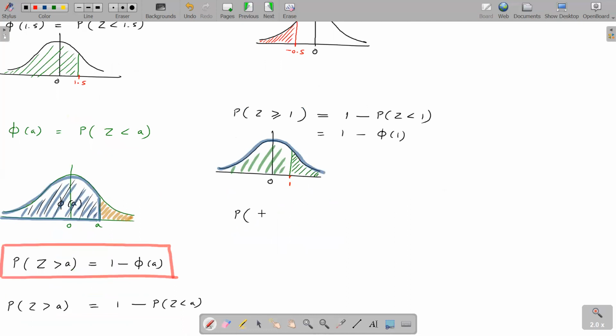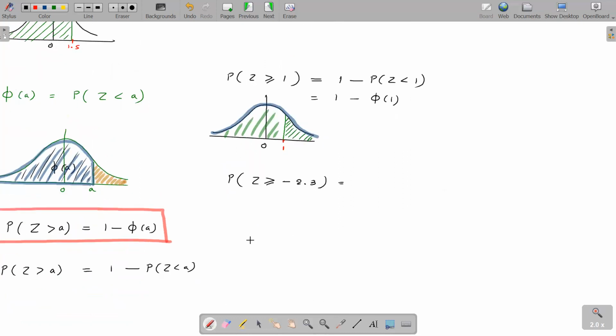Another example, let's say probability z is greater than or equal minus 2.3. So if it is greater than or equal minus 2.3, how does it work? You draw the graph. This is 0. So minus means, guys, it's behind 0, right? So you can mark minus 2.3. Just roughly mark it. Minus 2.3 over here. So this is what you have.